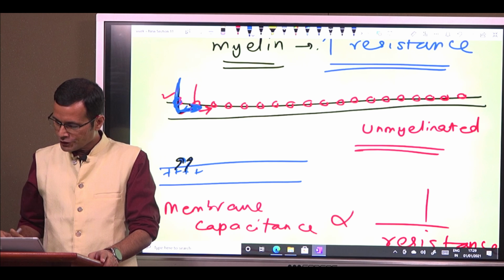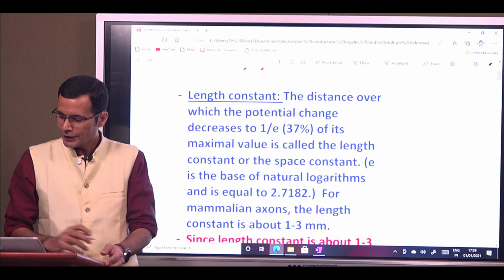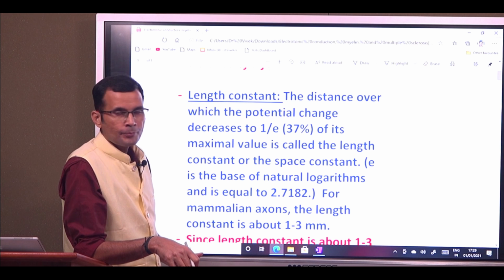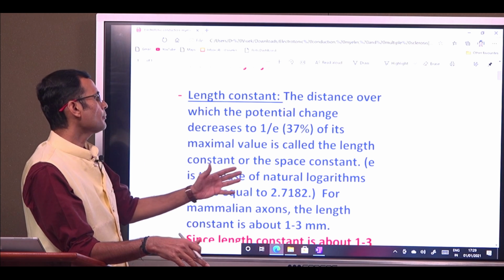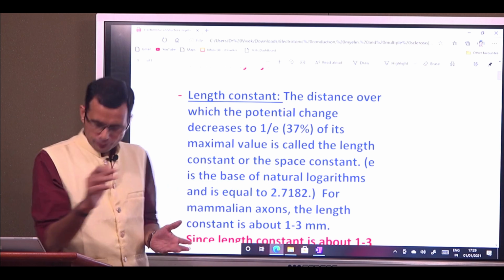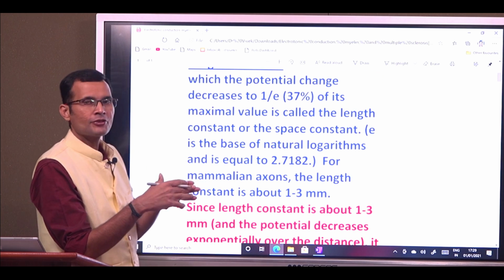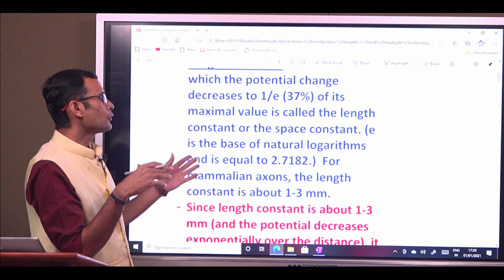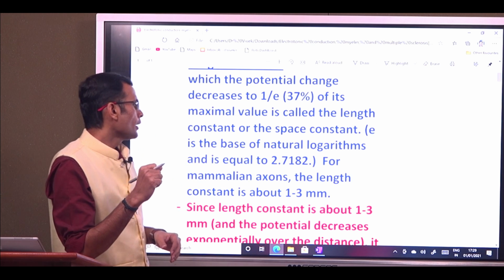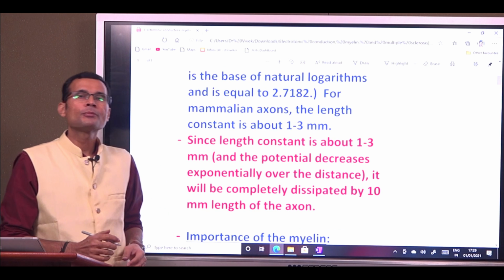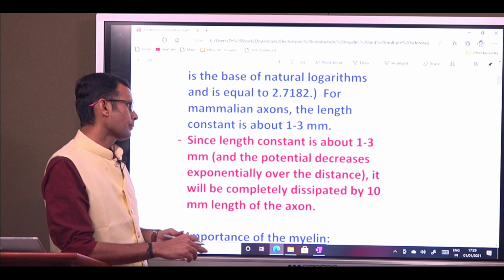So, that's the definition of the length constant, the distance over which the potential change decreases to 37% of its maximal value, or 1/e. e is of course the base of natural logarithms and is equal to 2.7182. For mammalian axons, the length constant is about 1 to 3 millimeters.